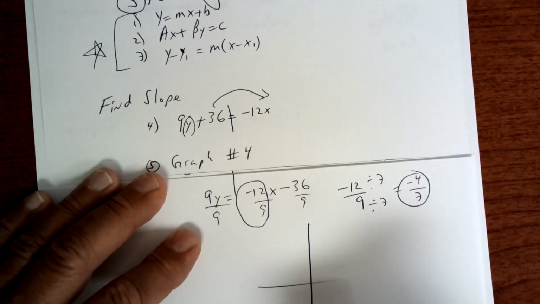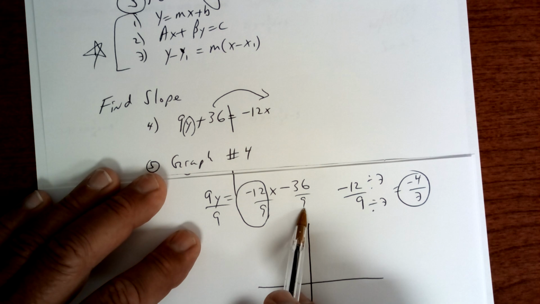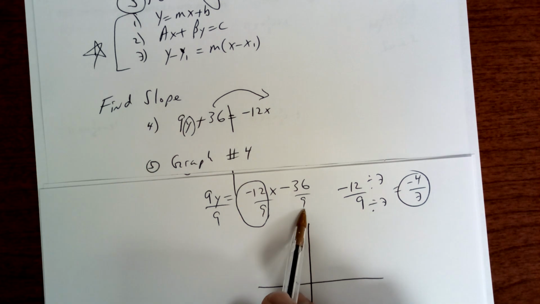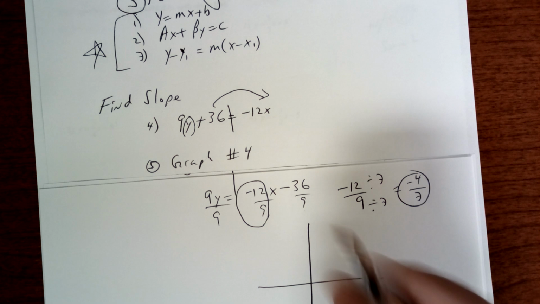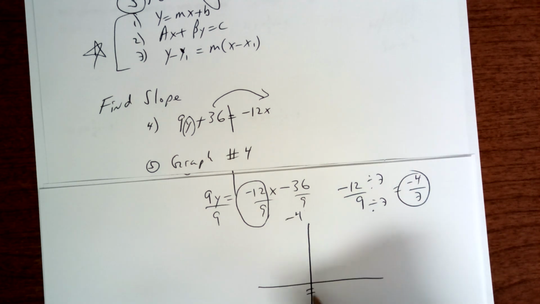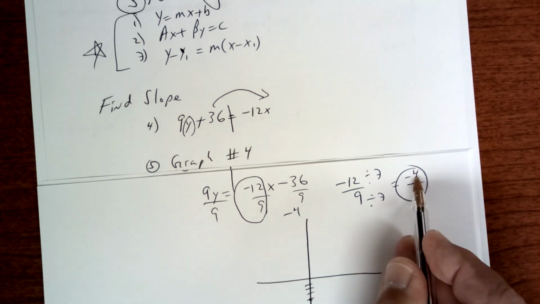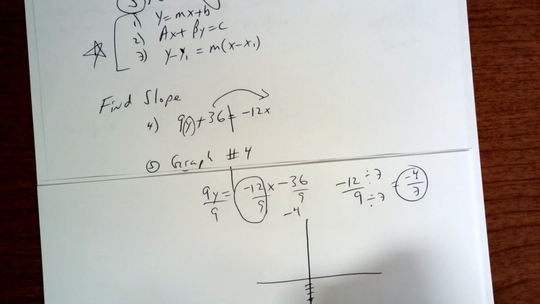Graph it. Well, to graph it, you're going to need to know that. So that's going to be a negative 4. So you're going to go down 4, put a dot. Then you're going to go down 4 again, and then over 3. So it should look like this, and that is a negative slope. I missed my point, but that's okay. There it is.